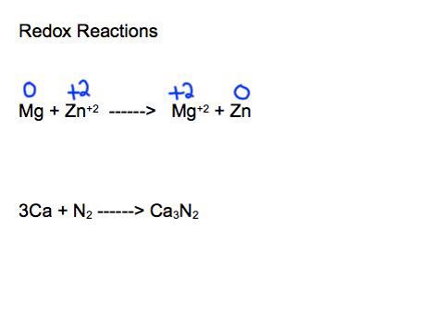So this one was pretty easy. We have magnesium with an oxidation state of 0, zinc is +2 on the left, magnesium is +2 on the right, and zinc is 0 on the right.